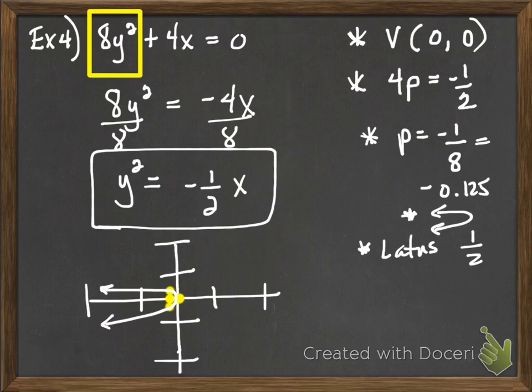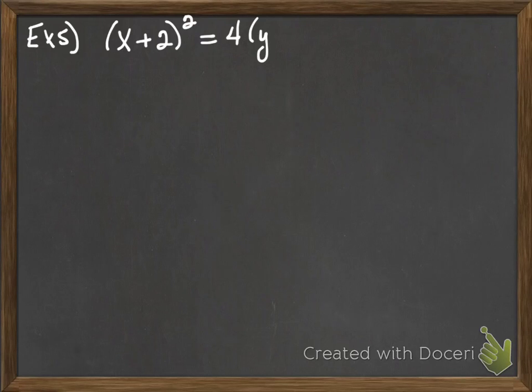All right, so let's look at something that's in standard form. Are we on example 5? Yes. All right, let's look at something that's already in standard form that doesn't have a vertex at 0, 0. So we can just get a good look at what that looks like. So we got x plus 2 squared is equal to 4 times y plus 1, not squared.